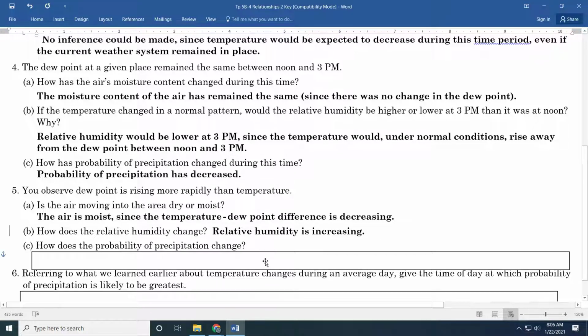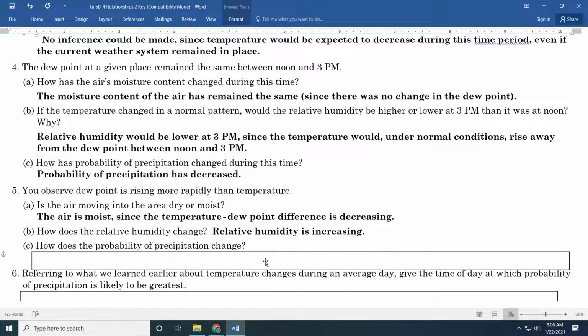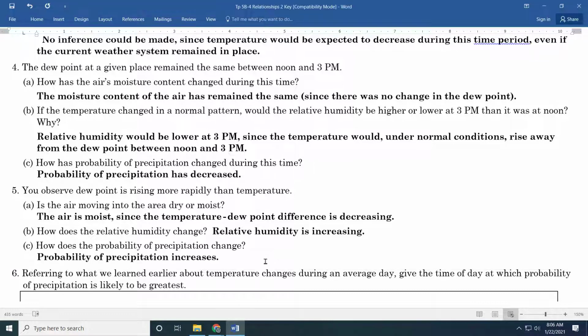And as the air gets closer to being full, the chance of it at some point over your head, up hundreds or thousands of feet, the chance of it hitting the dew point, becoming saturated, and droplets and snowflakes forming increases. So it increases your chance of precipitation.